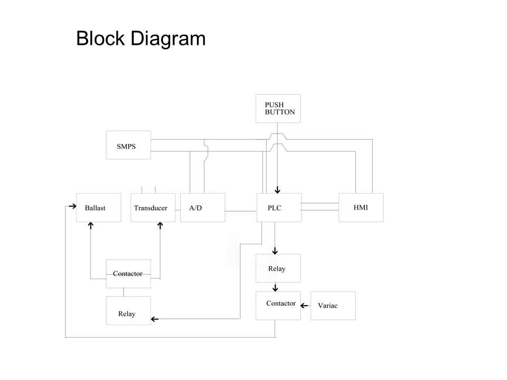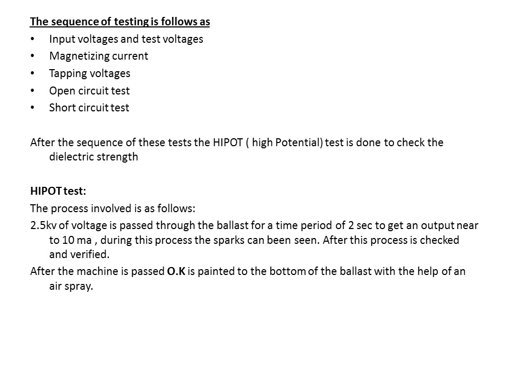As you can see, from the PLC there are two signals. One is to the relay, which is a fixed voltage from the variac, and the other relay is a contactor which can be changed according to the ballast. The sequence of testing is as follows: input voltages and test voltages, magnetizing current, tapping voltages, open circuit test, short circuit test. After the sequence of these tests, the high potential test is done to check the dielectric strength.